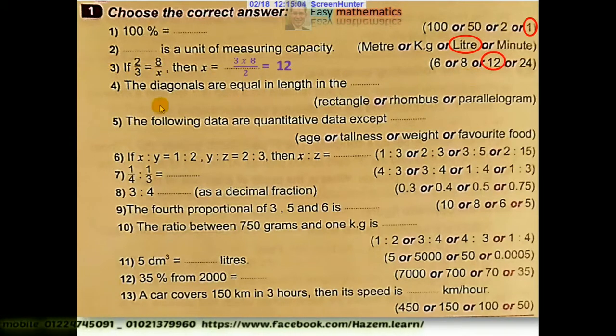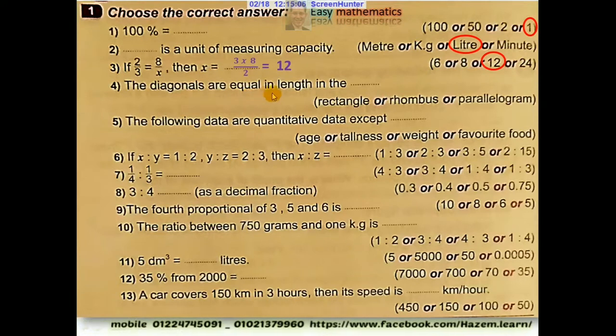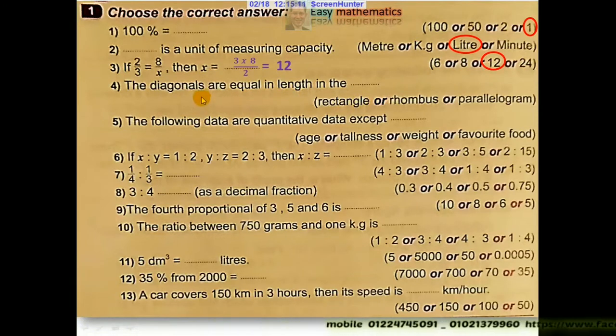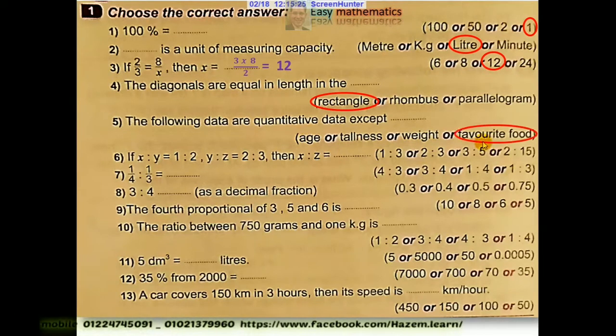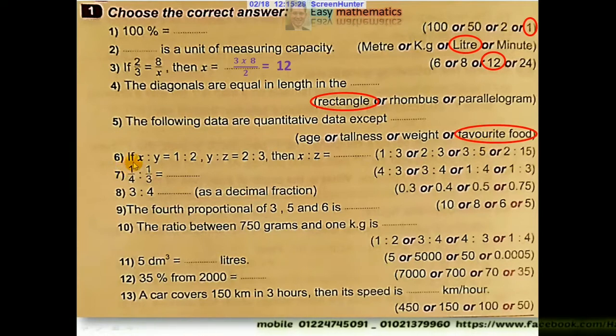Number 4. The diagonals are equal in length in which shape here? Yes, the suitable one here: the diagonals are equal in the rectangle. Number 5. The following data here are quantitative data except what? All of these data, age, tallness, weight, are quantitative data except favorite food. This is descriptive data.